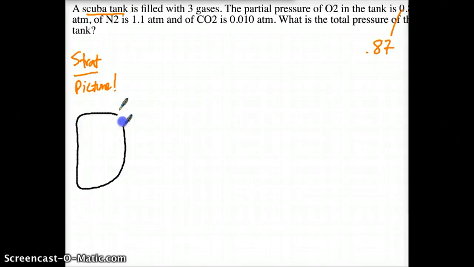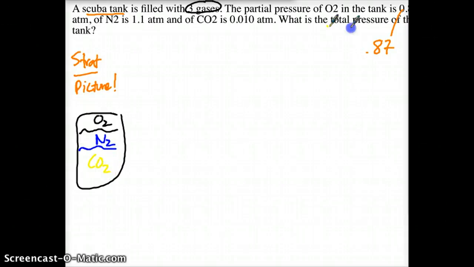Well, what I strongly recommend, problem-solving strategy, draw a picture. Always draw pictures to represent, turn words into pictures. Model. So we have a scuba tank. It has 3 gases in it. It's got some O2, it has some N2, and it has some CO2.